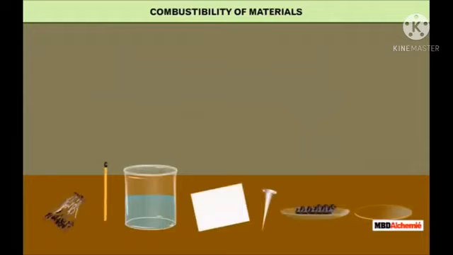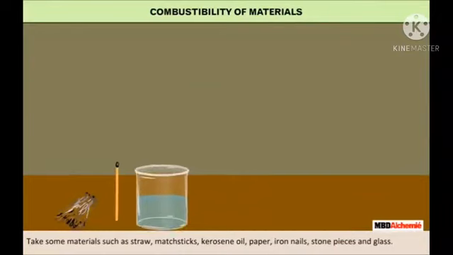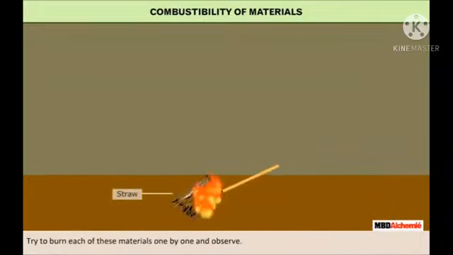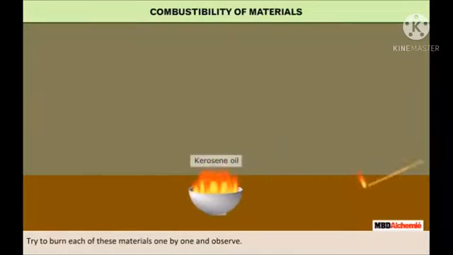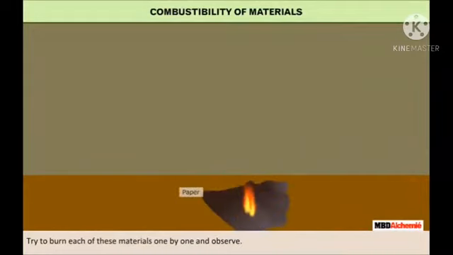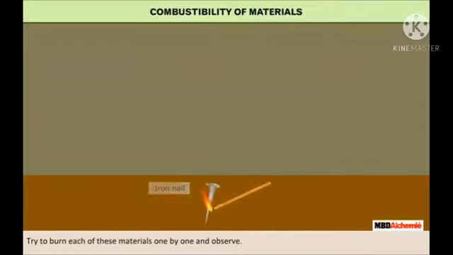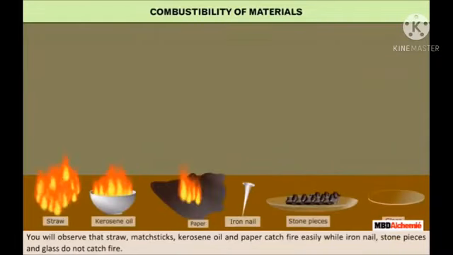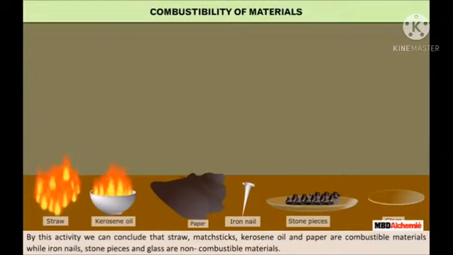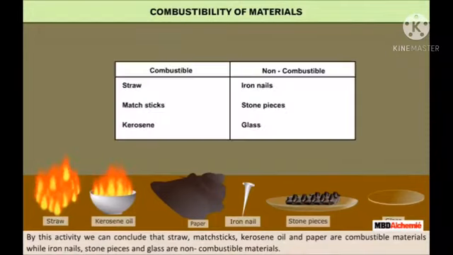Combustion. Let us do an activity to demonstrate combustibility and non-combustibility of materials. Take some materials such as straw, matchsticks, kerosene oil, paper, iron nails, stone pieces and glass. Try to burn each of these materials one by one and observe. You will observe that straw, matchstick, kerosene oil and paper catch fire easily, while iron nails, stone pieces and glass do not catch fire. By this activity we can conclude that straw, matchsticks, kerosene oil and paper are combustible materials, while iron nails, stone pieces and glass are non-combustible materials.